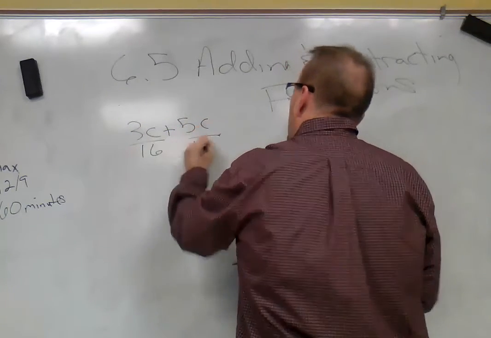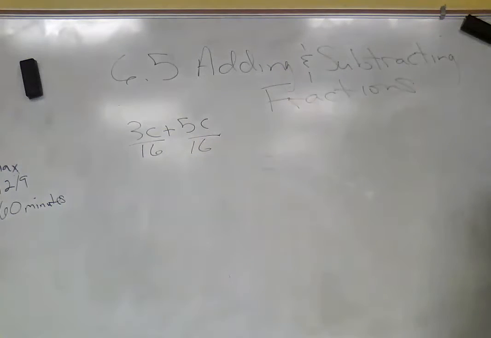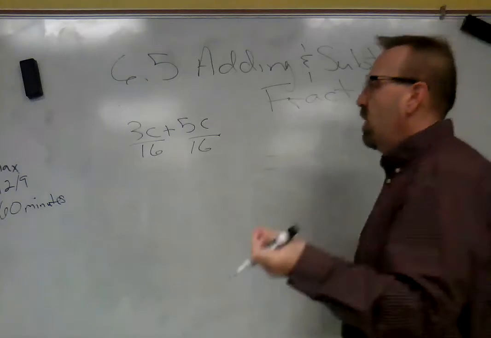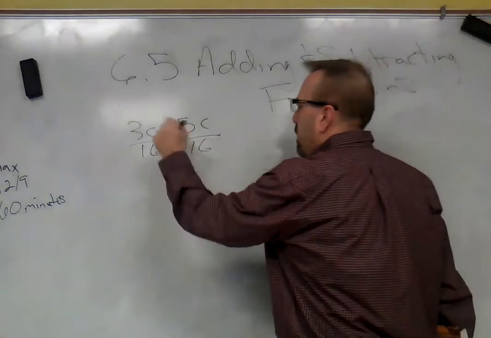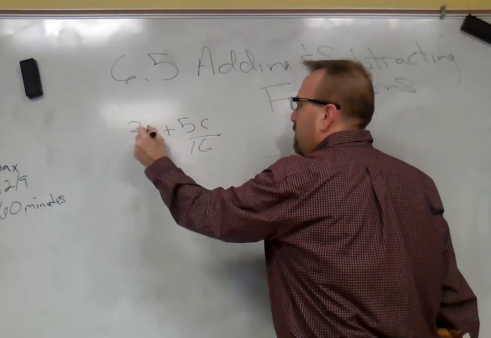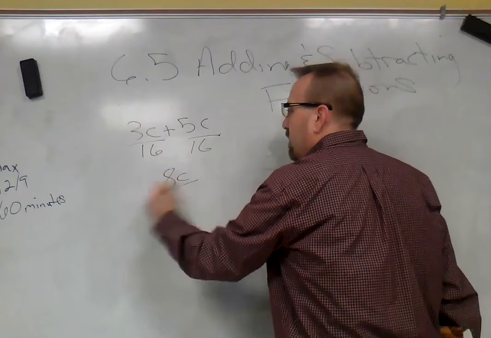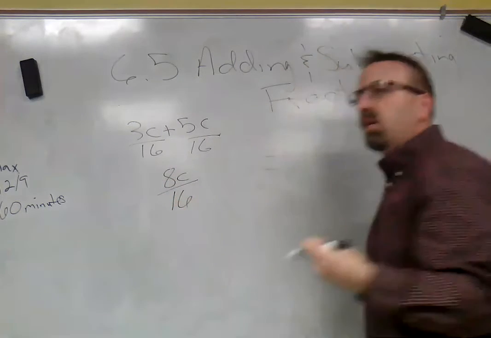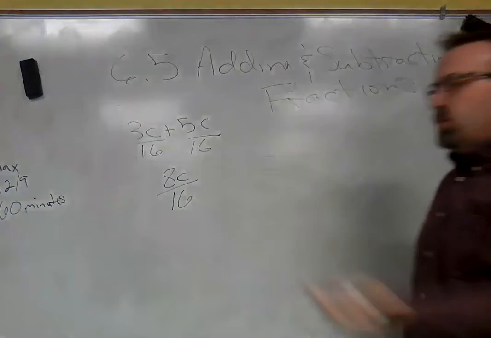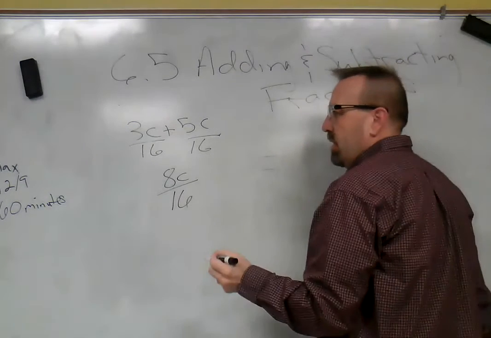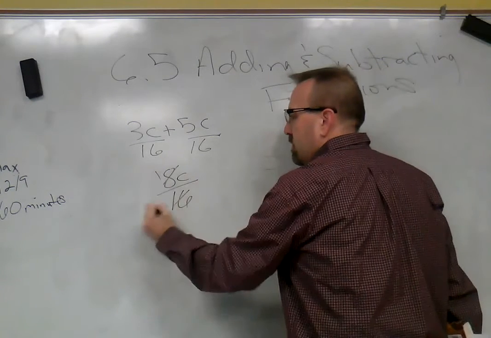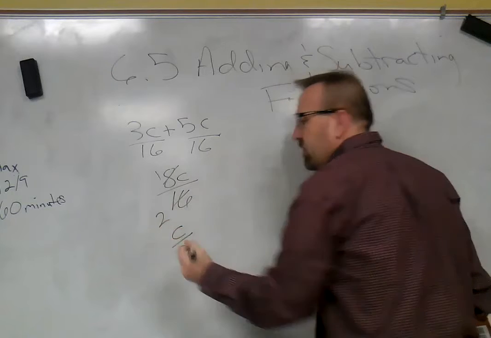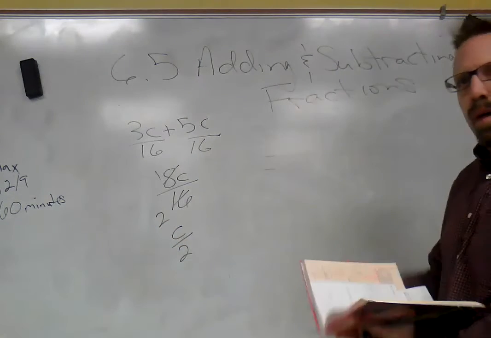But let's say we have one like this where we have two fractions. They both already have the same denominator. So what we're going to do, since they have the same denominator, we are just going to add the numerators. So 3c's and 5c's gives us 8c's over 16. Then now we need to reduce. What could we divide top and bottom by? 8. So it goes in once, goes in twice, c over 2. So some of these today are going to be that basic.